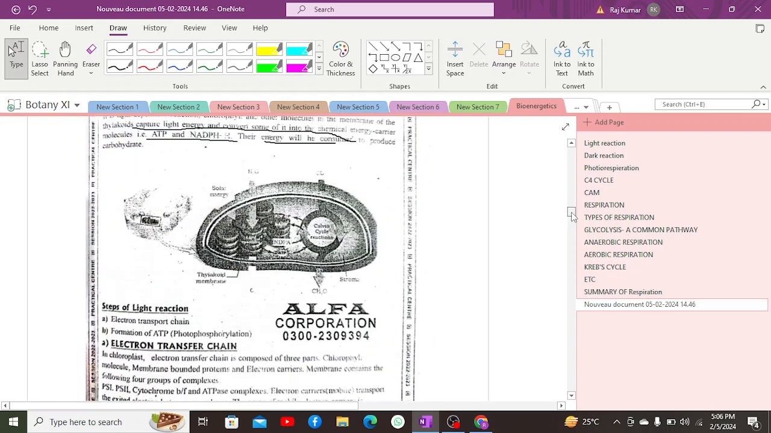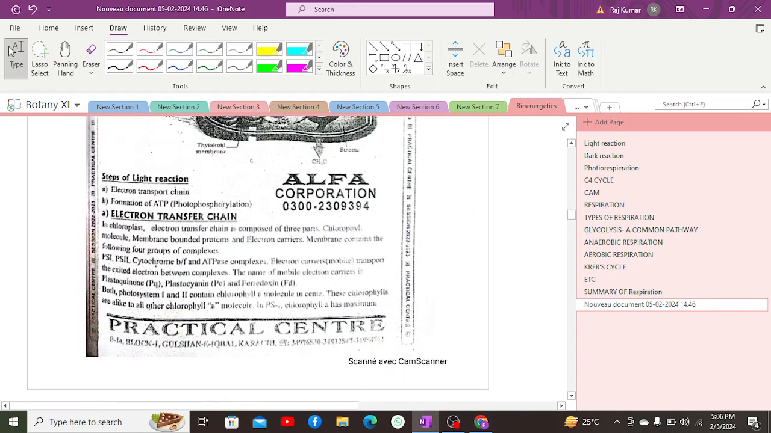Here you can see the steps of the light reaction, with the arrangement of photosystems in the thylakoid membrane. There are two photosystems involved: photosystem 1 and photosystem 2. Photosystem 1 is associated with cyclic photophosphorylation. Photosystem 2 is associated with non-cyclic photophosphorylation, the evolution of oxygen, and photolysis of water. Photosystem 1 is only associated with the production of ATP.